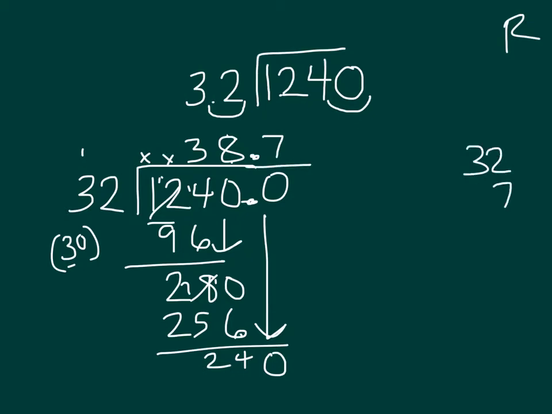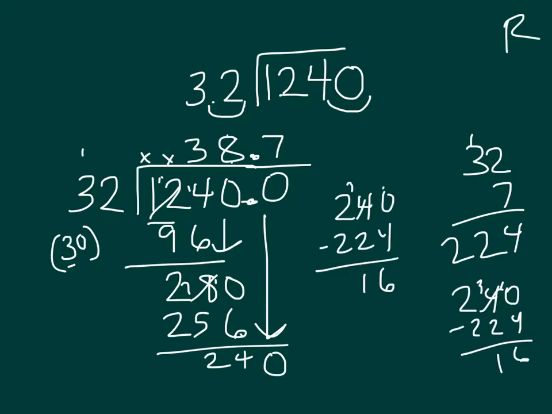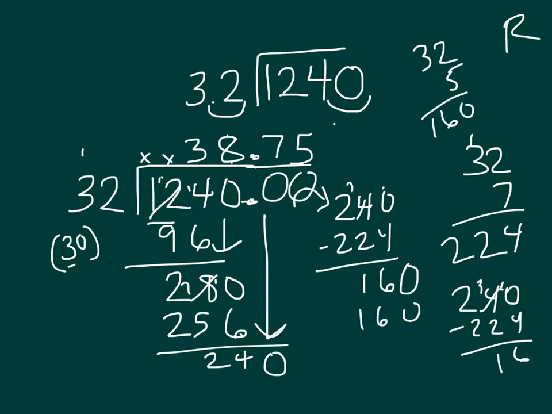So I have 32 times 7 gives me 224. And you can see I continued it up over here because I ran out of room, which is really, really terrible form for division. I need to add another 0, and I'm going to bring it down, and so now I have 160. 3 goes into 16 5 times, and 32 times 5 is 160. So I'm done at 38.75.